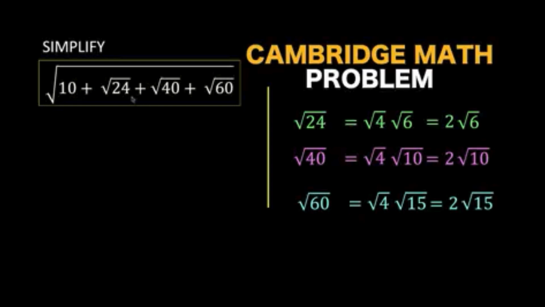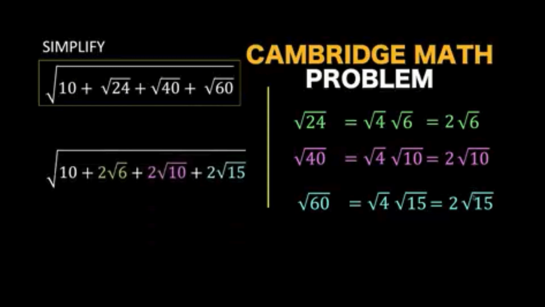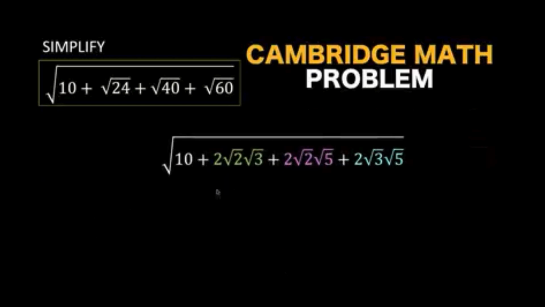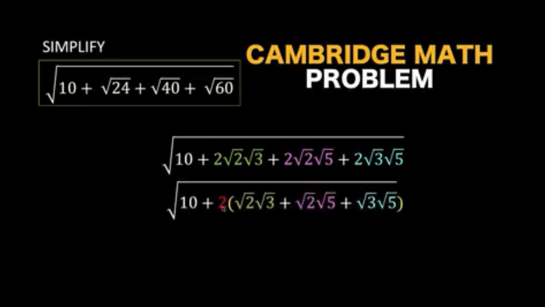Now let's replace this square root of 24, square root of 40, and square root of 60 by these three results to arrive at this. Then notice that square root of 6 can still be rewritten as square root of 2 times square root of 3. This square root of 10 is equal to square root of 2 times square root of 5, and this square root of 15 is square root of 3 times square root of 5. Next, notice that we have a common factor 2 here. So let's factor out that common factor 2.